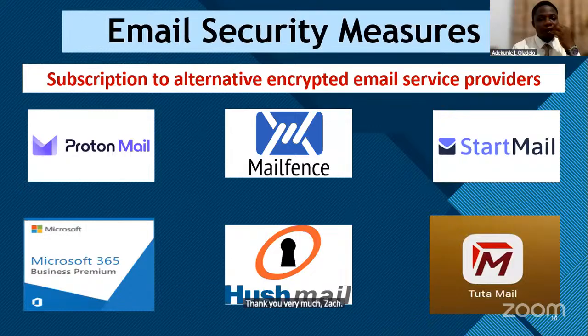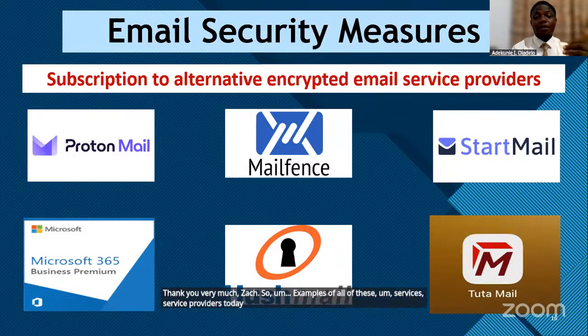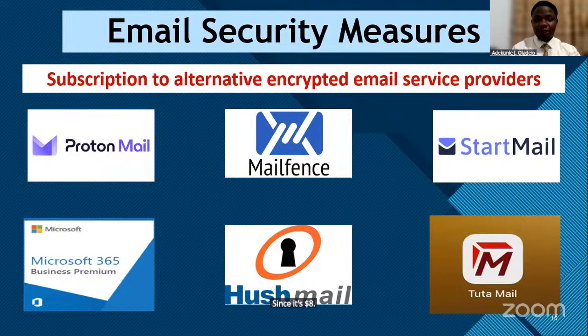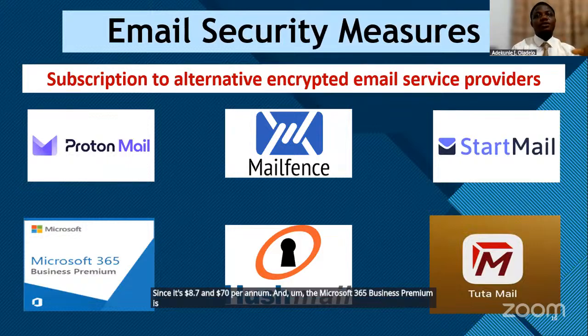Examples of all of these service providers today include Proton Mail, MailFence, StartMail, and the alternatives to our regular Yahoo, Outlook or Gmail. But all of these you will have to pay. Usually they range between $38 and $70 per annum. And the Microsoft 365 Business Premium is one very good email security provider today because it operates on end-to-end encryption.